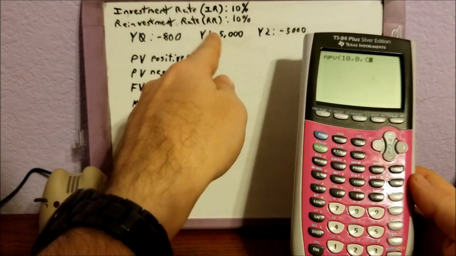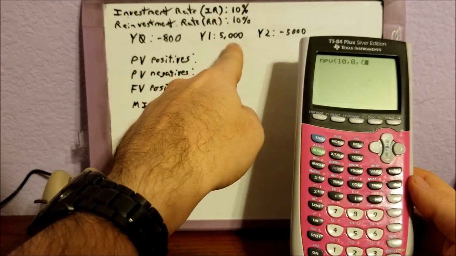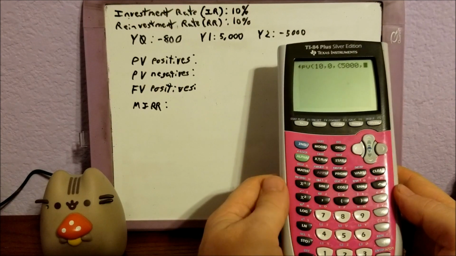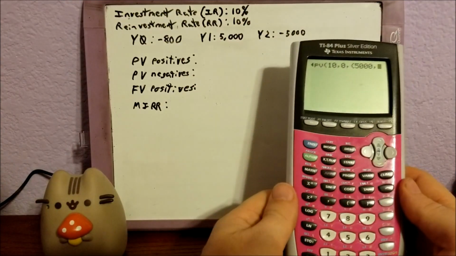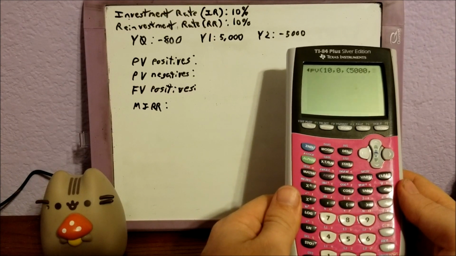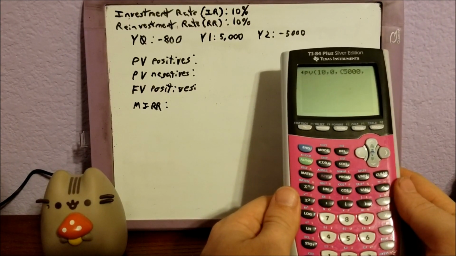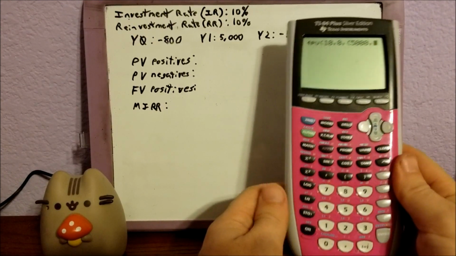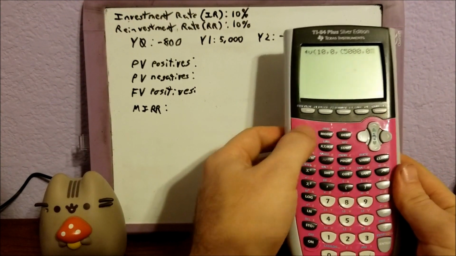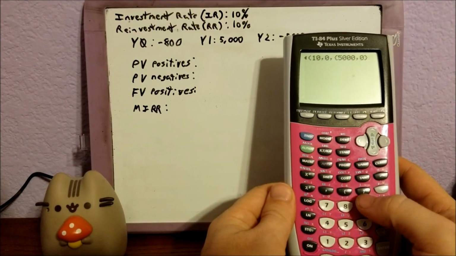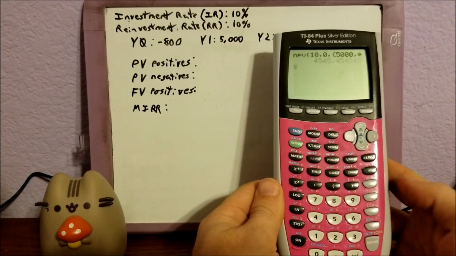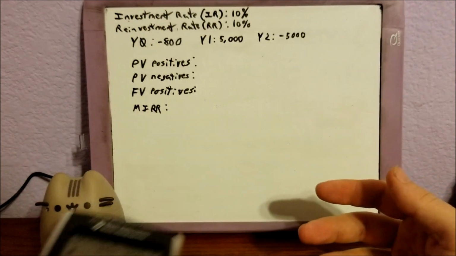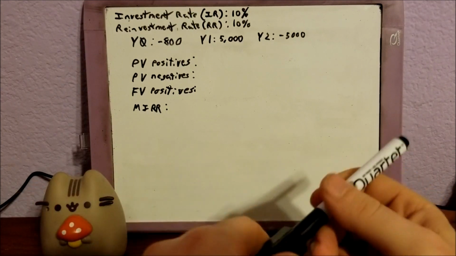Now we're going to take our year 1. Our first number here is a positive, so we're going to put that in there. 5,000, comma. Then we're going to hop over to year 2. Now year 2 is a negative, and we ignore negatives, and everything that we ignore is a 0. Since it's the last number, you don't actually have to put this in, but let's go ahead and put it in anyway. So we put in our 0, close our curly braces, close our parentheses, and enter. And what we get is 4545.45. Okay? So let's write that down.